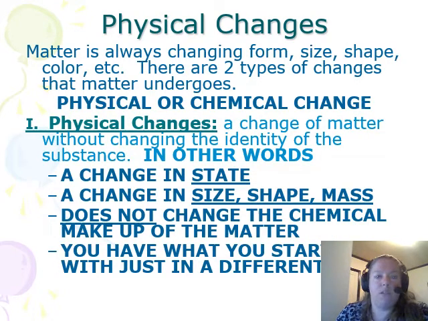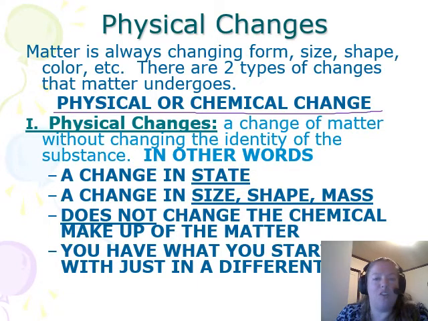Physical changes. Matter is always changing form, size, shape, color, etc. There are two types of changes that matter undergoes. It can undergo a physical change or a chemical change. A physical change is a change where the matter changes, but the change doesn't change the identity of the substance.